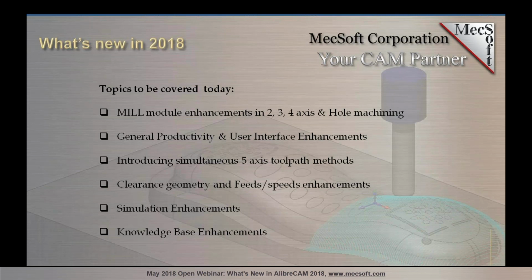We were not able to do that in the previous versions. As I had mentioned, the API change that the Alibre folks had given us has enabled us to introduce this exciting new module, the continuous 5-axis toolpath methods. And then some of the other enhancements for clearance geometry, feeds and speeds, and then simulation, which will include machine tool simulation as well. And finally, knowledge base enhancements for productivity improvements.